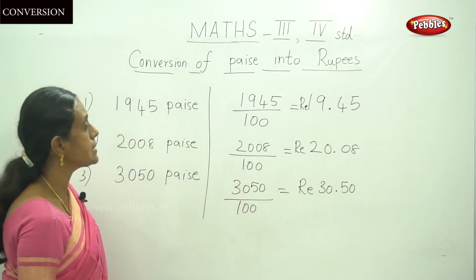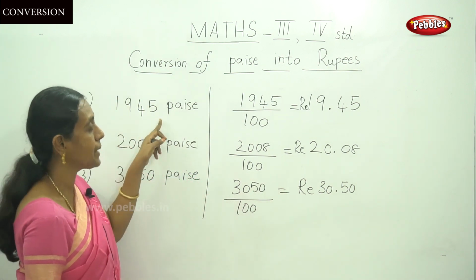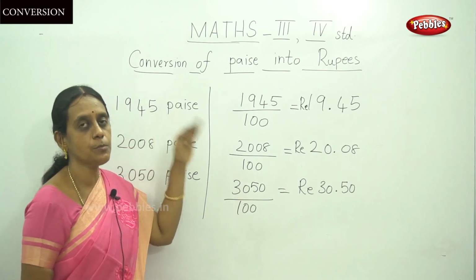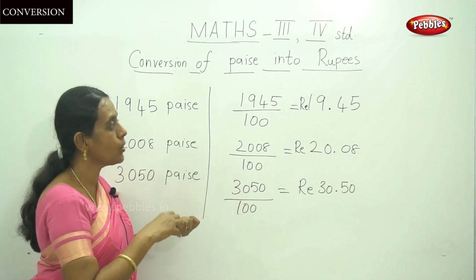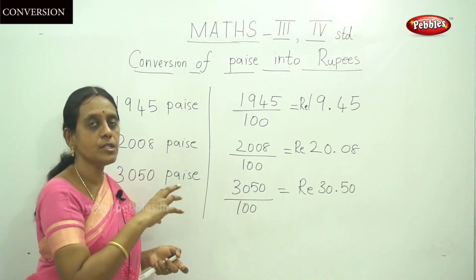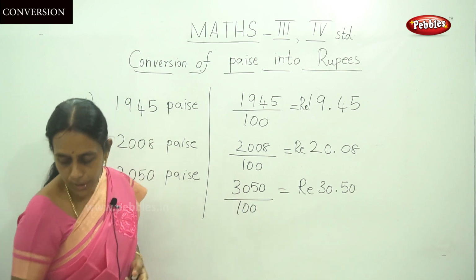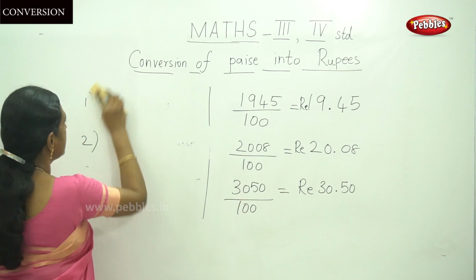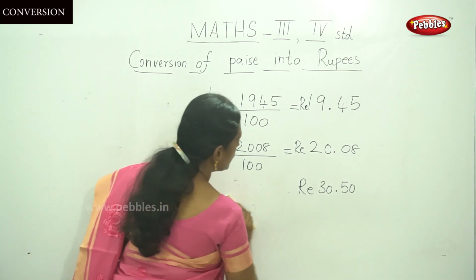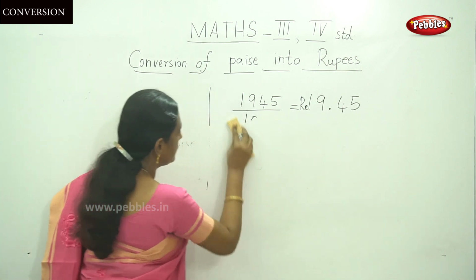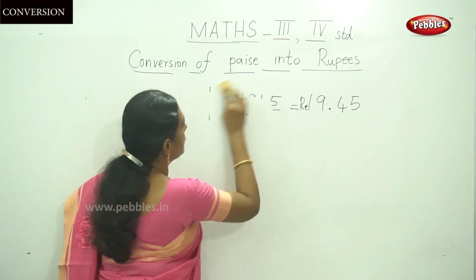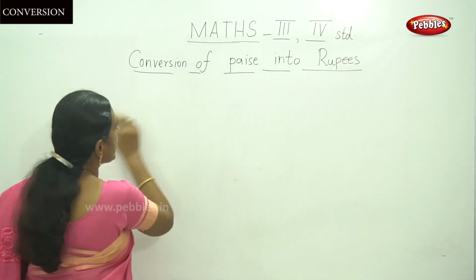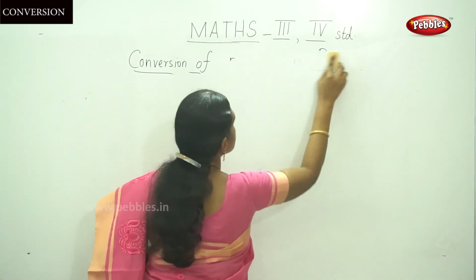If it is only the conversion of paise, and already the conversion of rupees into paise. One more example sum, already it has a paise conversion, and again you have to add the paise. I will show you one example sum. So this is a simple method. By dividing by 100, you have to convert the paise into rupees.